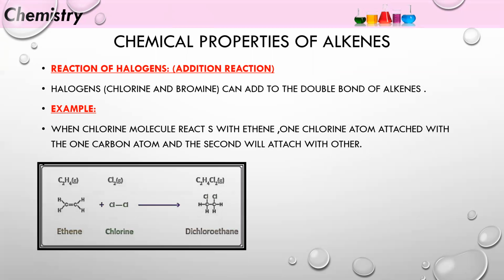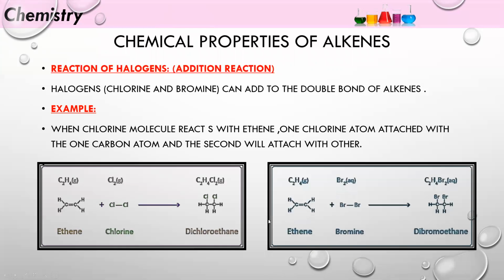For example, you can see in this equation, ethene reacts with chlorine. What will happen? A chlorine atom attaches to the first carbon atom in ethene and the second to the second carbon atom, and it will form 1,2-dichloroethane. You can see ethene is an unsaturated compound, and after the addition reaction, it is converted into the saturated state.